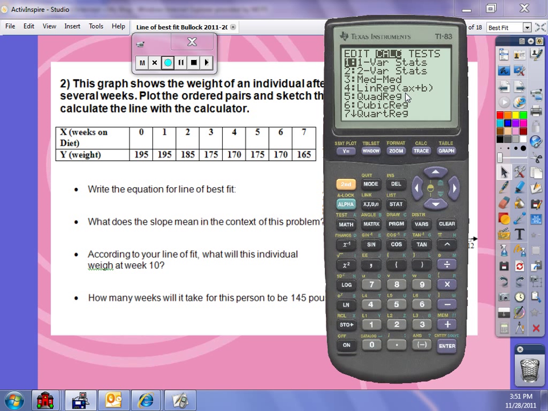Remember, this calculator uses A for slope, we use M, but it's no big deal. Just remember that they use A and we use M. We're going to choose option number 4. From here, we're going to hit second 1, comma, second 2, comma, vars, y vars, enter, enter, enter. The reason we go through that whole second part is because we want the calculator to automatically put it into y equals for us. So as you can see, our slope is negative 4.4, and we're just going to round off the end of this, and 194.16 or 17 will be our intercept.